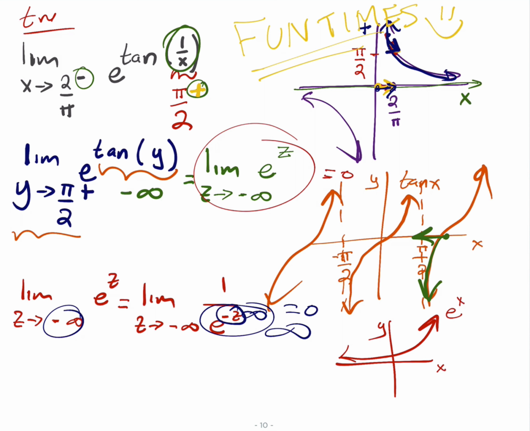Any other questions for now? Yes. On the top graph, it says 2 over pi. In the midst of the fun times, it says 2 over pi. I'm having a hard time figuring out where that comes from because I agree with all the other graphs. Oh, well, that's the original problem. Oh, okay. Yeah.